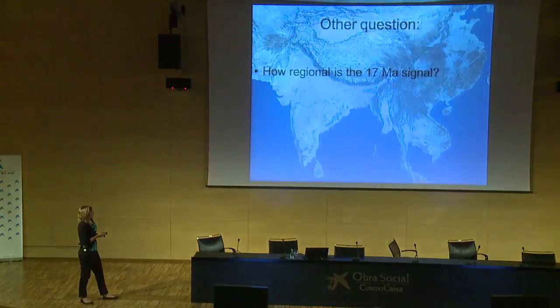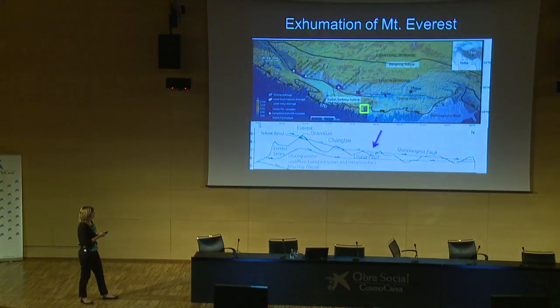Now, the other question is, how regional is the 17 Ma signal, and what does that mean? So we're going to move south. Now we're looking at the Mount Everest region. So this is Mount Everest. We actually were on the Tibetan side of the Mount Everest system, so on the northern side.